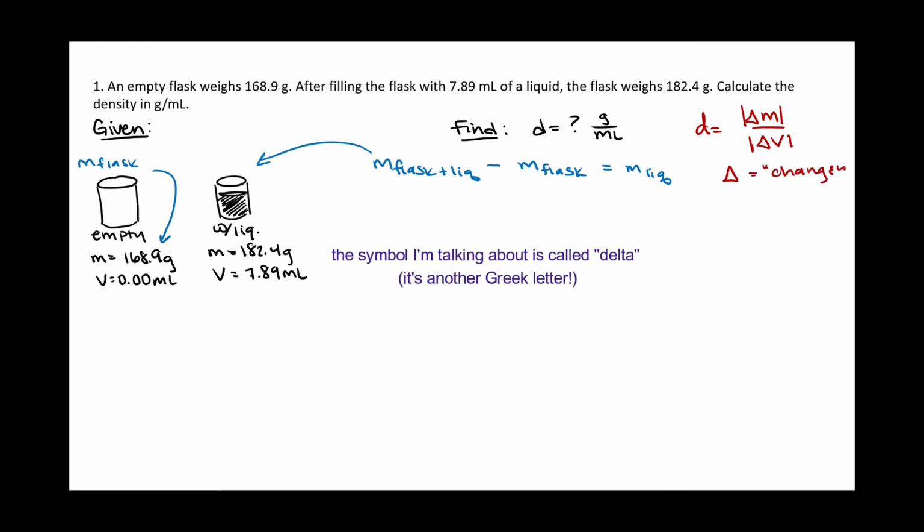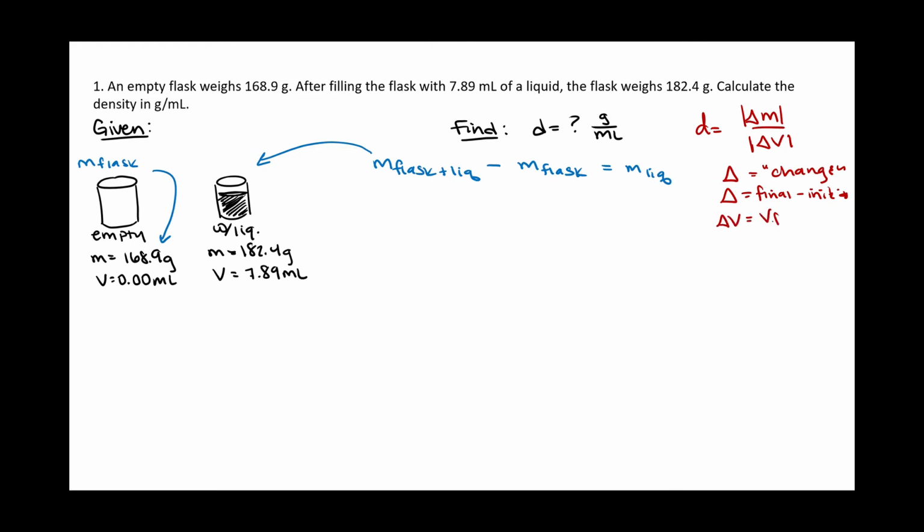So really this is just saying density is the change in mass divided by the change in volume. And in general chemistry, in all chemistry, usually a delta is related to a final minus initial state. So delta V would mean we're taking that final volume and subtracting the initial volume, or delta mass is the final mass minus the initial mass.